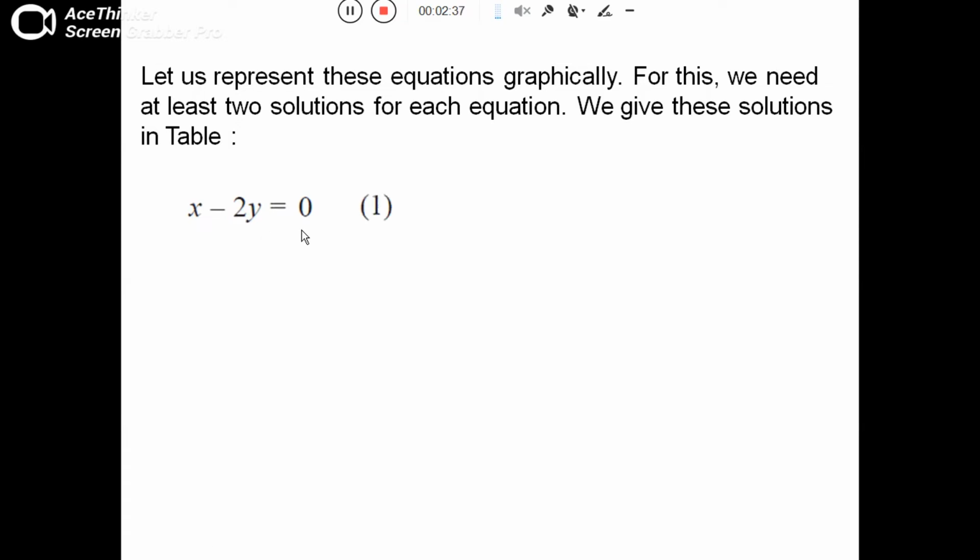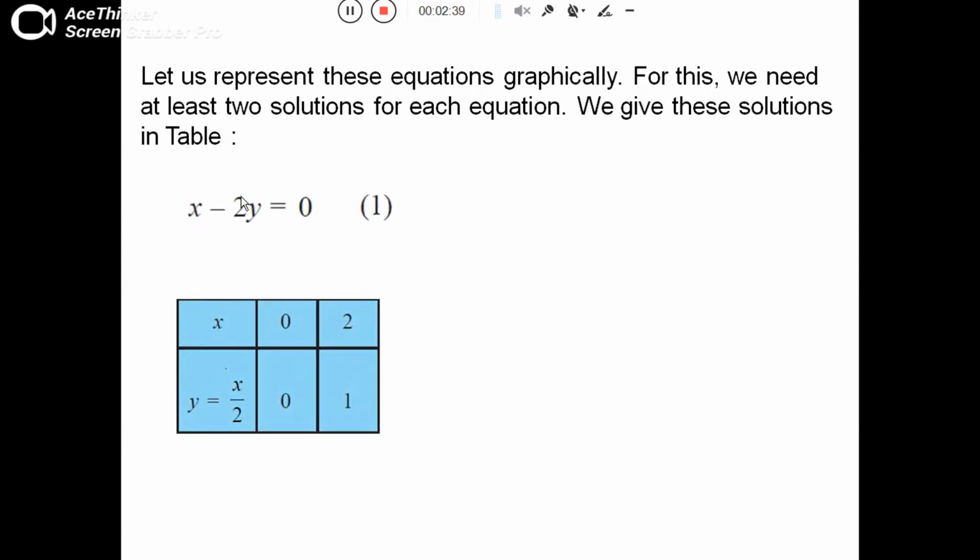Equation number 1. When you solve this, means when you get the values of x and y, as you know that y is equal to x upon 2. If we take x equals 0, you will get y is also 0. If you take x equals 2, then you will get y equals 1. So this is the solution. So the 2 solutions of this equation are (0, 0) and (2, 1).